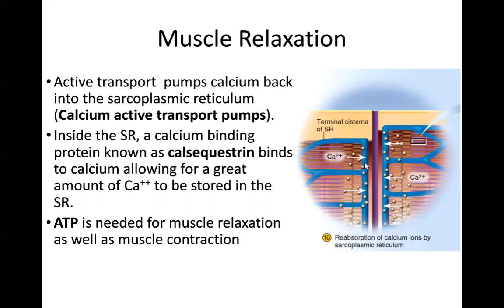Back into the sarcoplasmic reticulum by way of calcium active transport pumps, which sometimes you'll see listed as calcium ATPase pumps, which tells you exactly what's involved: ATP. ATP is not only needed for muscle contraction, it's also needed for muscle relaxation. Because remember, active transport requires ATP because we're pumping against the gradient, right? From low to high instead of from high to low. Okay. We're putting the calcium back in the SR.